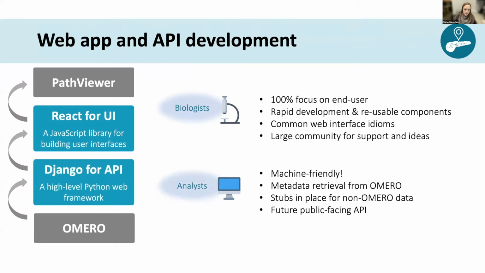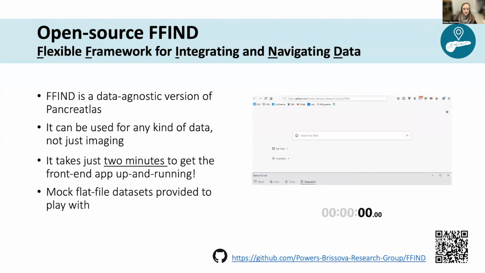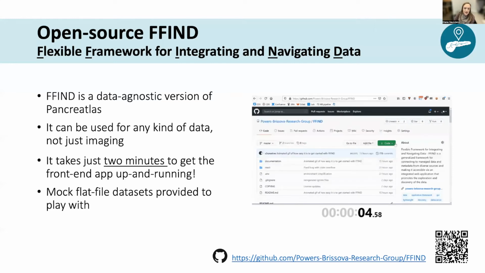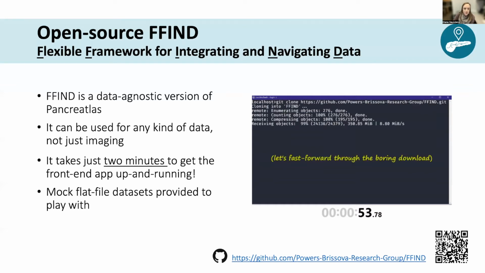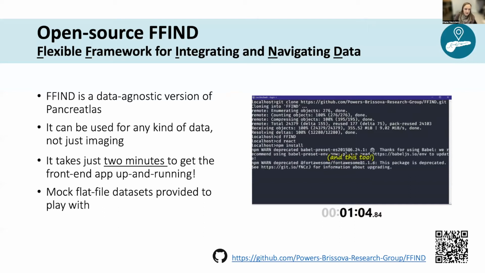If you're listening, I'm guessing that you are involved in either image generation, analysis, or image sharing, or maybe all three. So here's how we hope that our group can help. The framework that we built for Pancreatlas is an open source tool, and it's available on GitHub. You can scan the QR code here or visit this link. And we named this platform FFIND, or Flexible Framework for Integrating and Navigating Data.